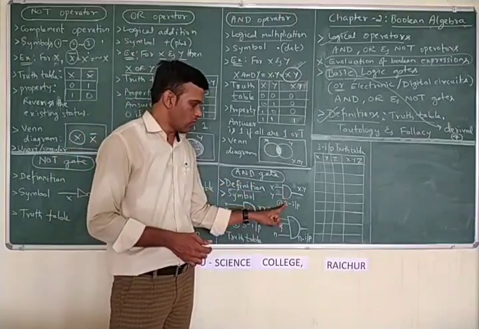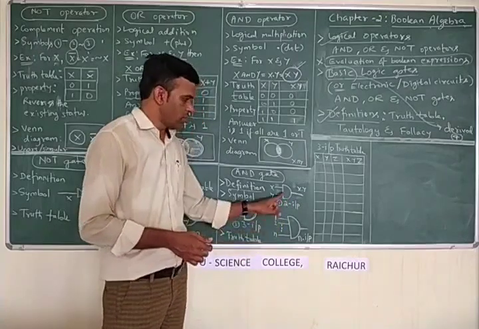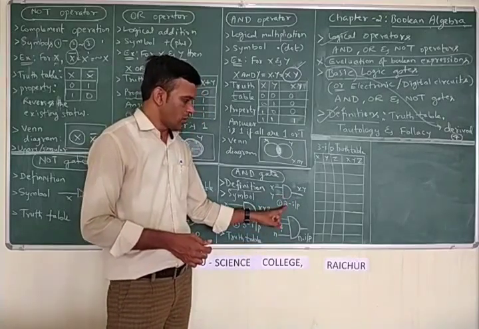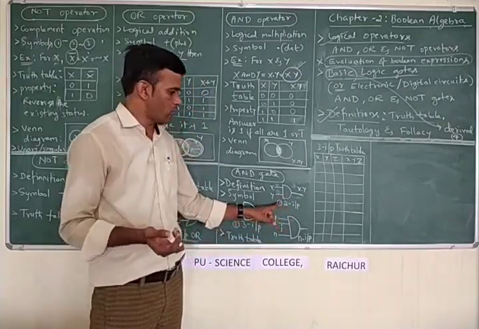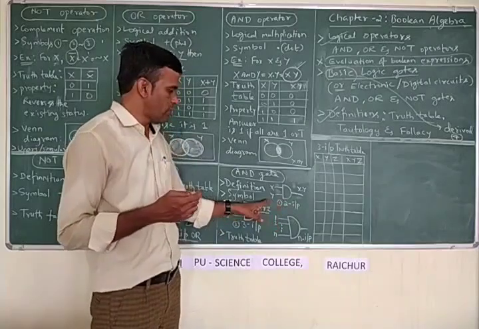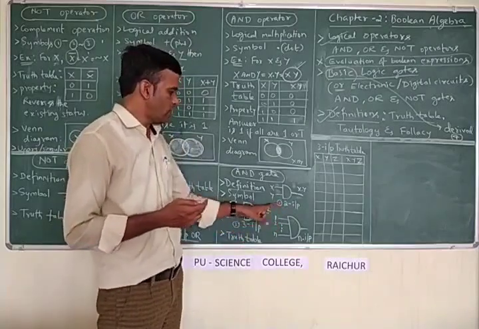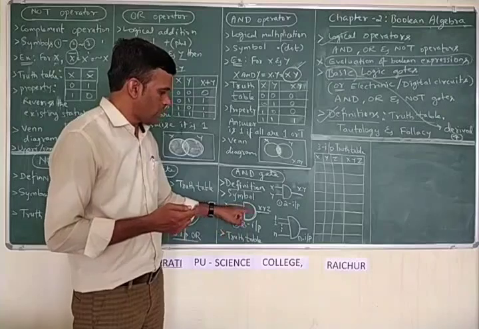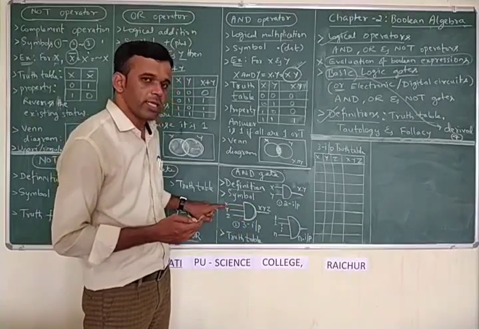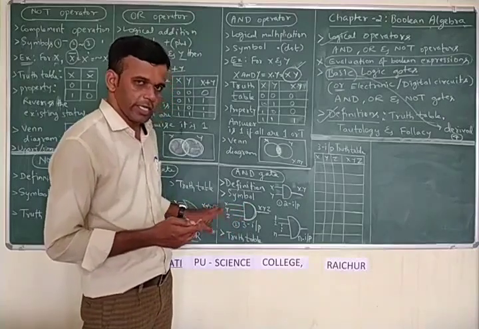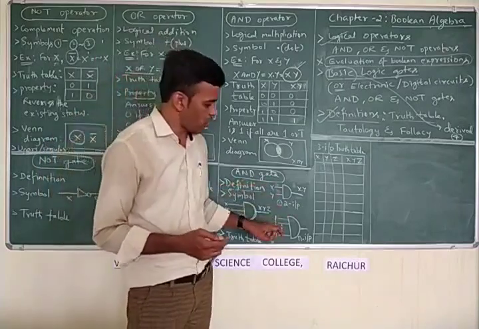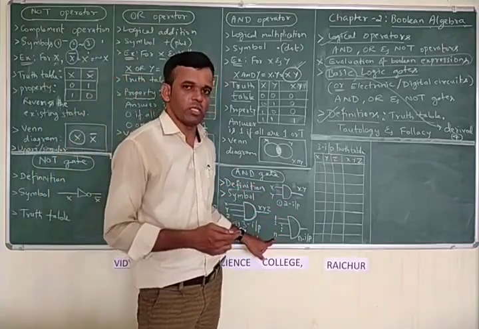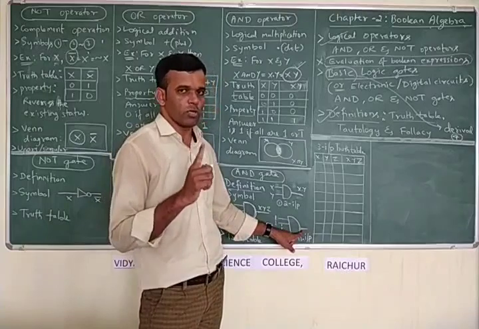So here I have written 3 symbols. This is the first symbol. If you consider 2 or more, it means minimum you should have 2 input signals. More means there is no limit. Here I have indicated one more AND gate symbol having 3 inputs x, y, z. Like this there is no limit. You can have n number of input signals and an output signal.